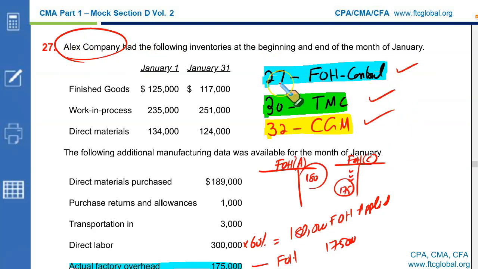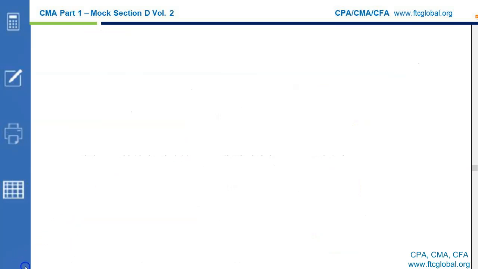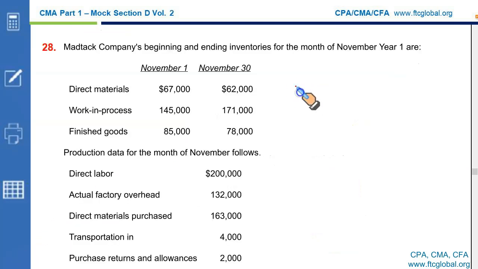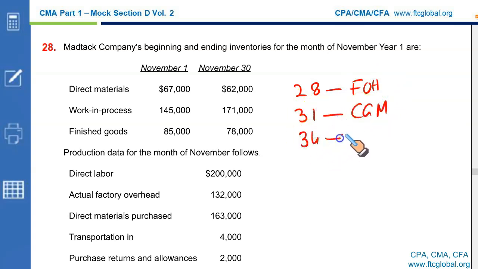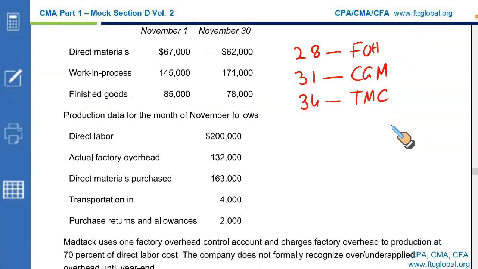Now the next question in line is question 28. And again it's a set of few questions. Question number 28 will require you to calculate the FOH under or over applied. Question 31 will require you to calculate the cost of goods manufactured. Question 34 will require you to calculate the total manufacturing cost. So let us just do all of them right here. FOH under or over applied.